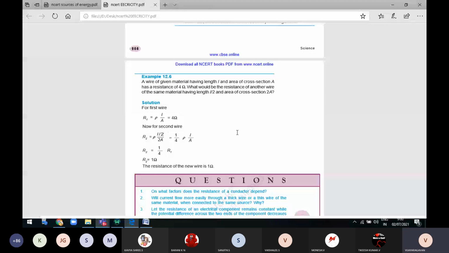A wire of given resistance material having length L is given to you. The length of the wire is L, the area of cross section is A, and it has a resistance of 4 ohms. Length is not given numerically, so we take only the alphabetical symbols. So the R value is given. They are asking what would be the resistance of another wire of the same material having length L/2 and area of cross section 2A.